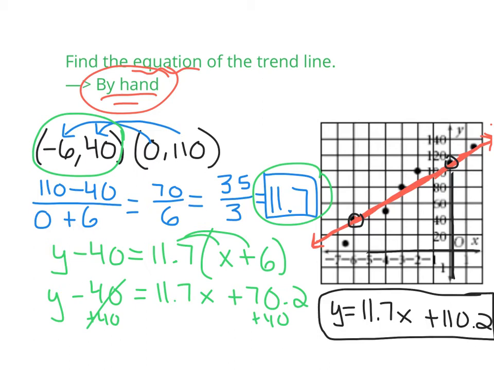So yes, I do realize that the point I picked actually is my y-intercept, 110. But I wanted to go through the full process of point-slope form, because you'll not always be given a point right on the y-intercept. So you actually have to go through the whole point-slope form to get the y-intercept and slope. So here is the equation of the trend line that best describes the relationship of these points on the scatter plot.